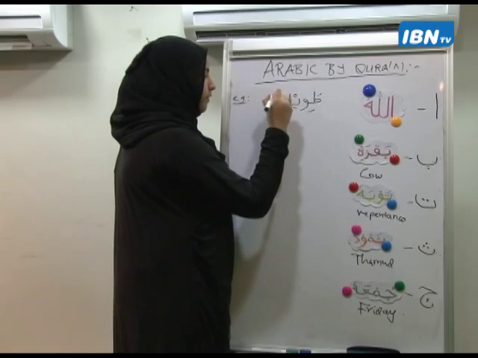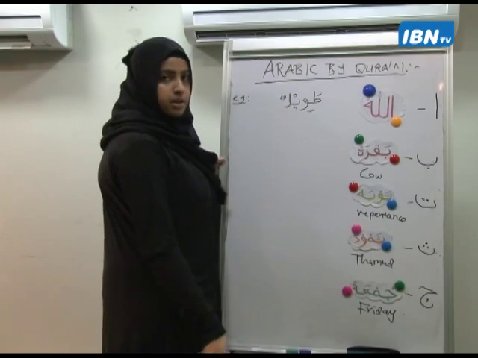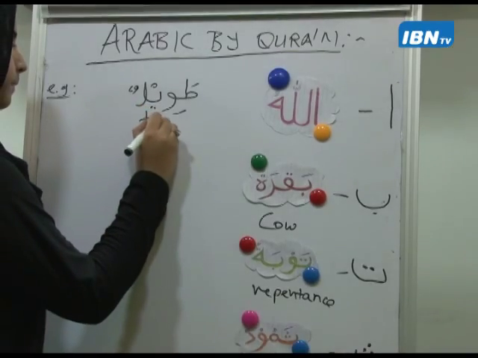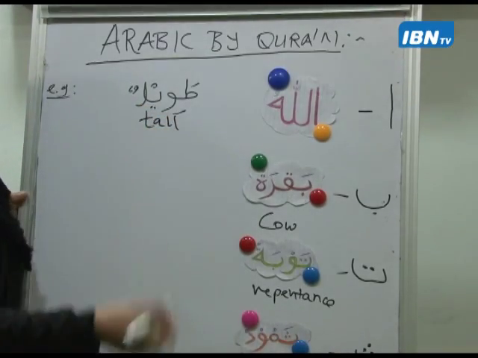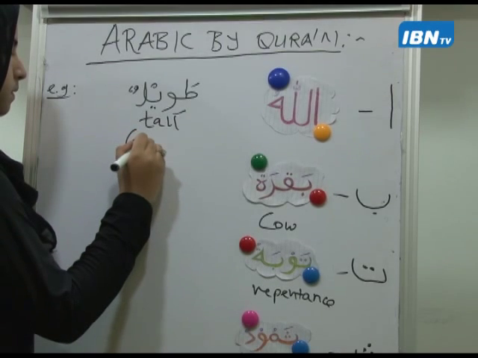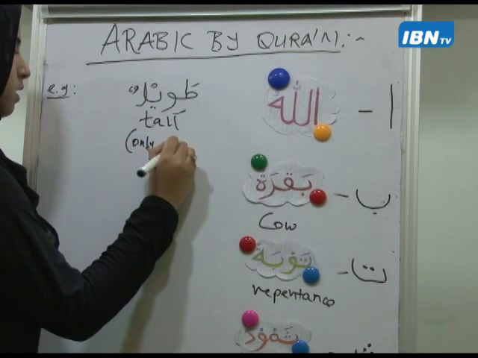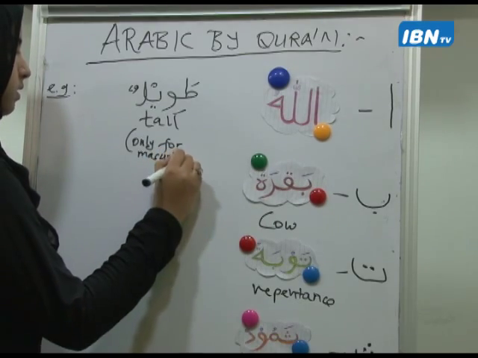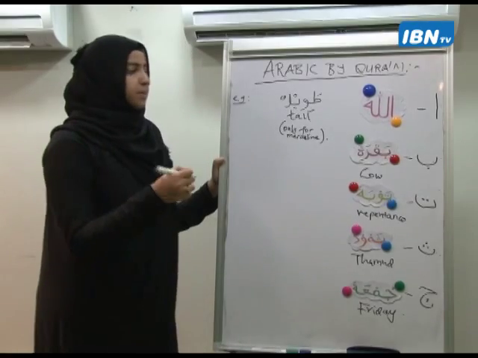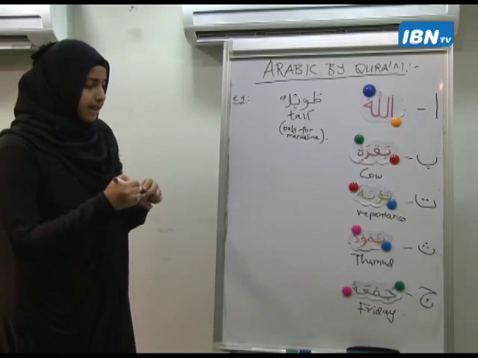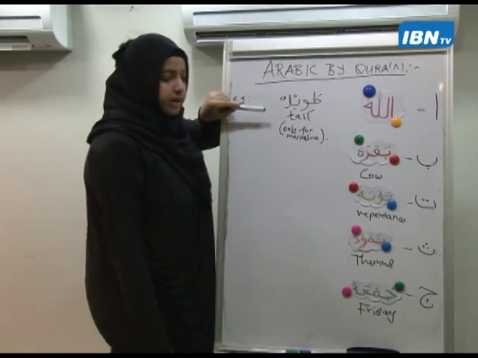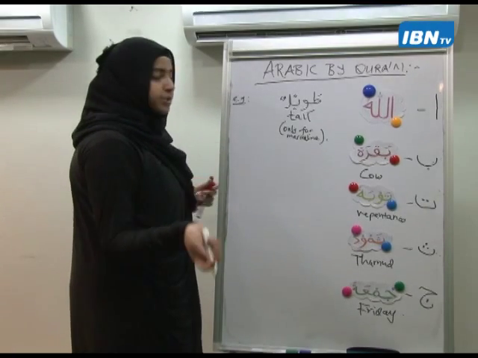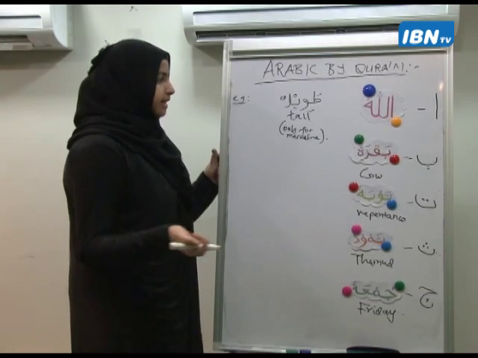Okay, this is only for male. And what does it mean? It means tall. Tawilun means tall. Right, and this is only for masculine. So tawilun means tall. And if I want to convert this word here into a feminine word, how am I going to convert it? By adding a ta marbuta.